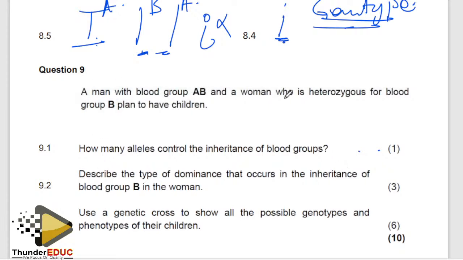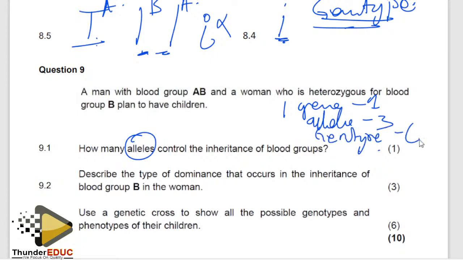A man who is blood group AB marries a woman who is heterozygous blood group B and they have children. How many alleles control blood group? They are now talking about the alleles. Gene, there is 1. Allele, there are 3. Genotype, there are 6. Phenotype, there are 4. Why am I using 4? You have A, B, AB, and O. Those are the 4 phenotypes.